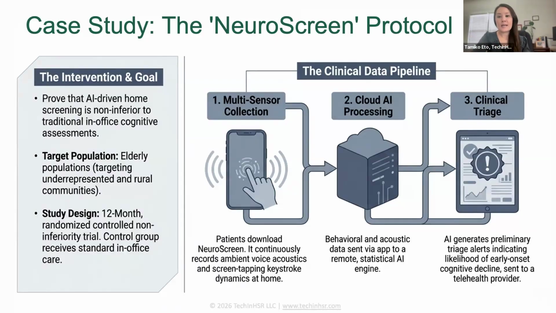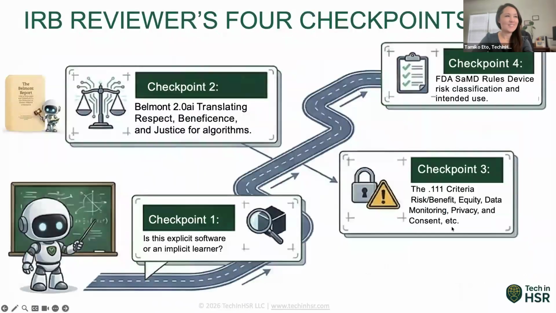And then the AI is going to analyze these behavioral and acoustic patterns over time to generate neurological risk scores and then triage alerts, which are then sent to their telehealth provider who will make care recommendations. So on the surface, this sounds innovative, but let's run through the 4 points to check and see what we actually find. So here's the framework, 4 checkpoints.